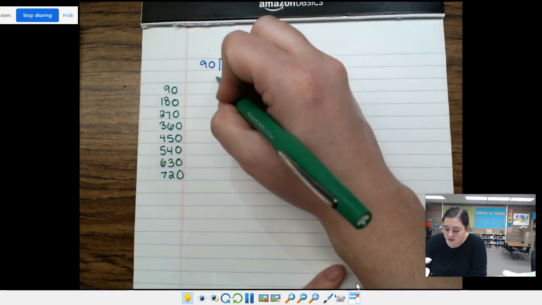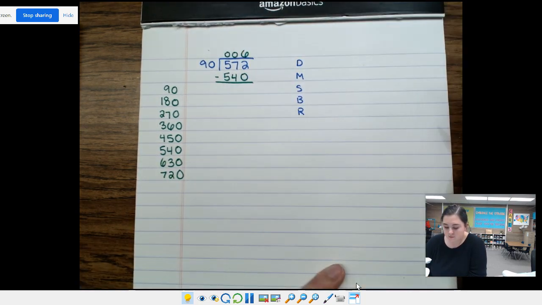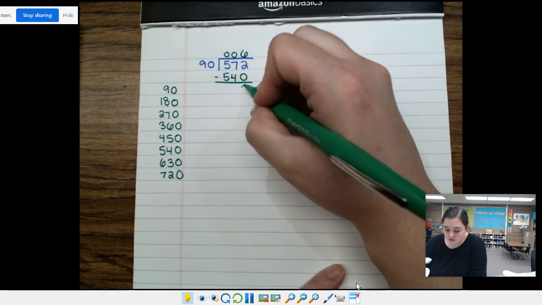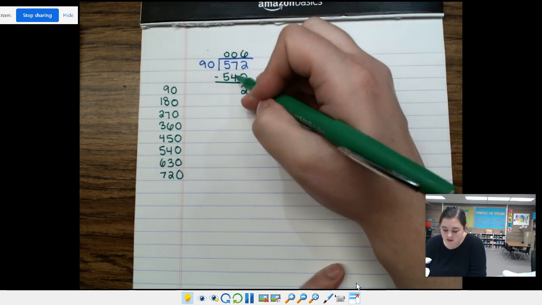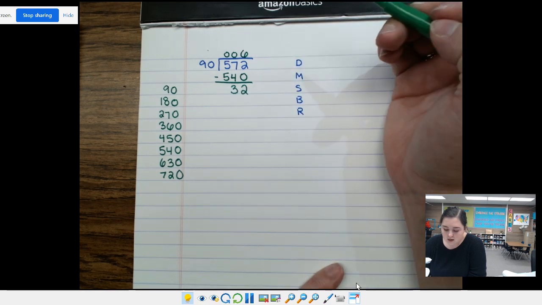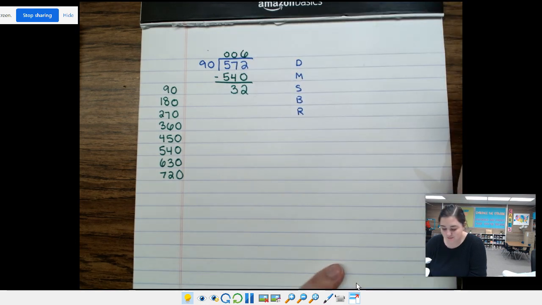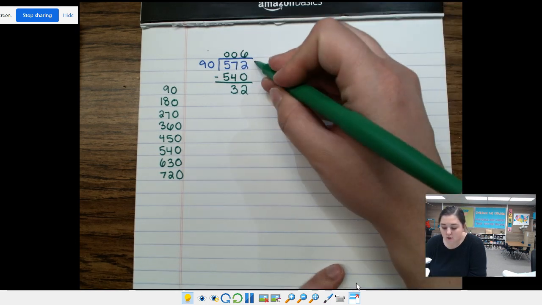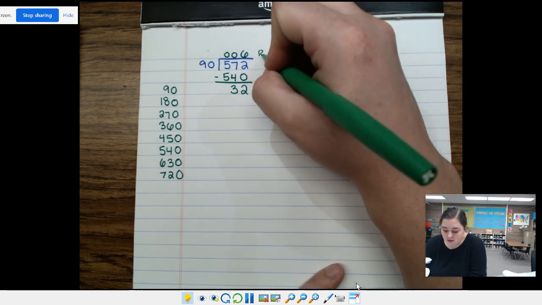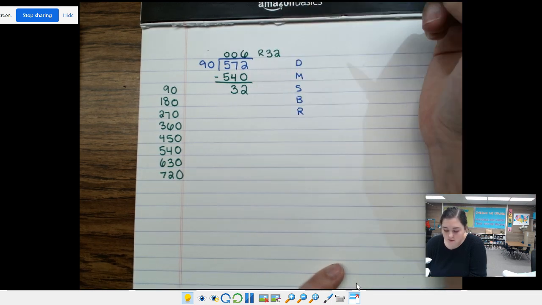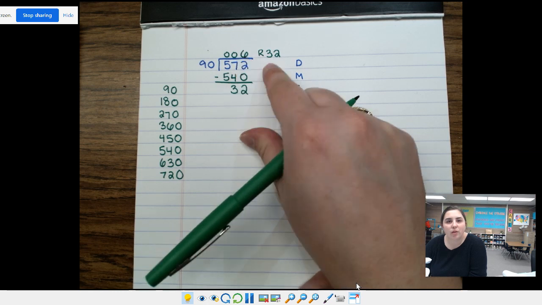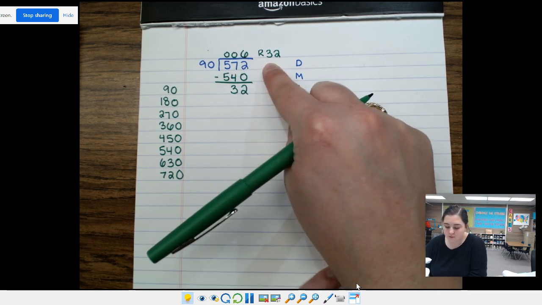And now we subtract. 2 minus 0 is 2. 7 minus 4 is 3. And of course, 5 minus 5 is 0. I don't have anything to bring down, so that's going to be my remainder. There were 6 groups with 32 left over.